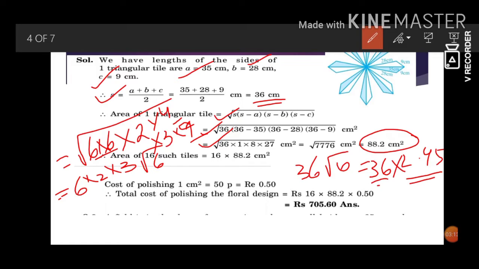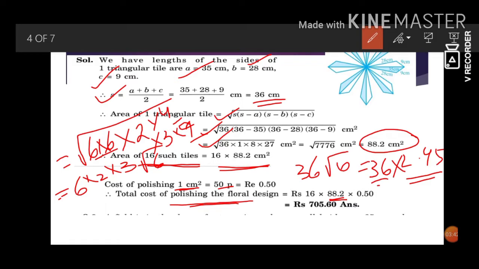Now area for 16 such tiles will be 16 into 88.2 centimeters square. We have to find the cost of polishing 16 tiles. So now the cost of polishing 1 centimeter square is given as 50 paise. That is equal to rupees 0.50. Now total cost of polishing the floral design will be, 16 tiles were there.